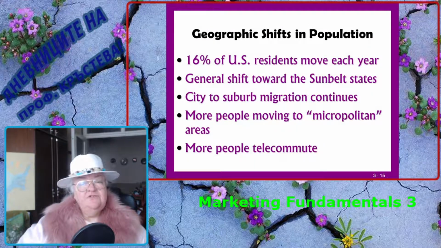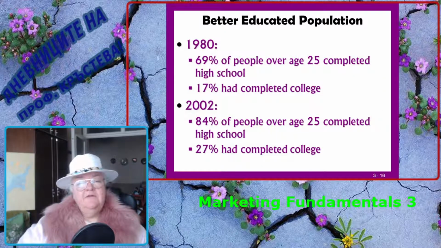The geographic shift in population means a lot for marketers. 16% of US residents move each year. There is a general shift toward the Sunbelt states. City to suburb migration continues, more people are moving to micropolitan areas, and more people telecommute. There is a better educated population in the US.